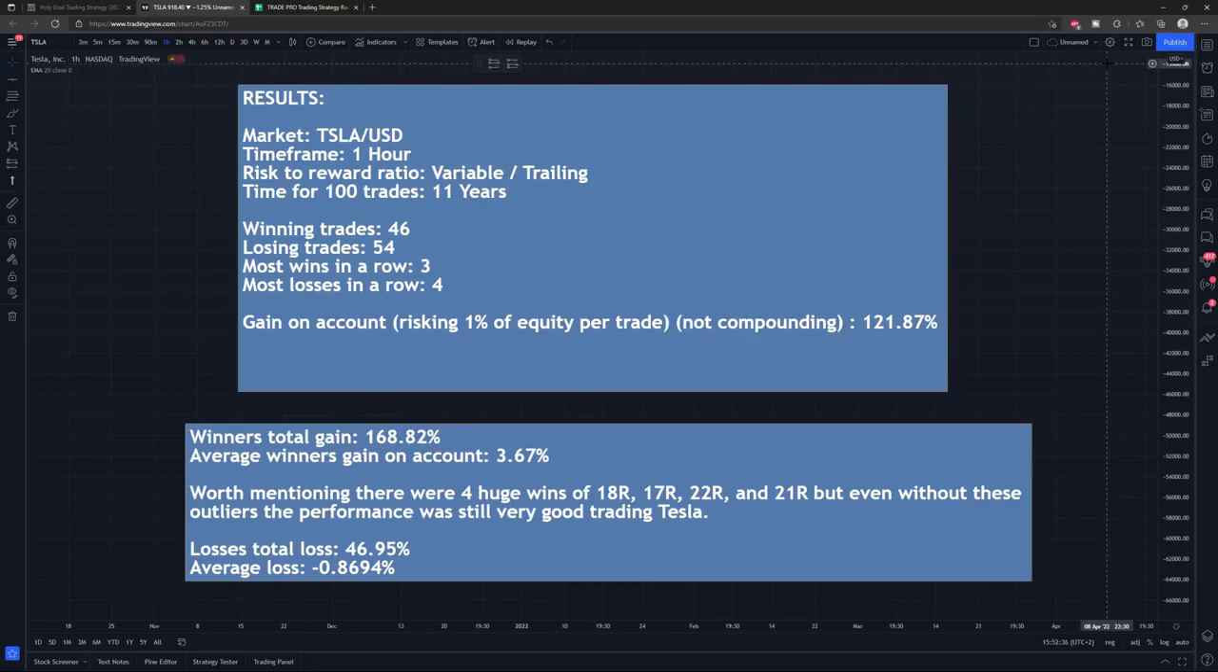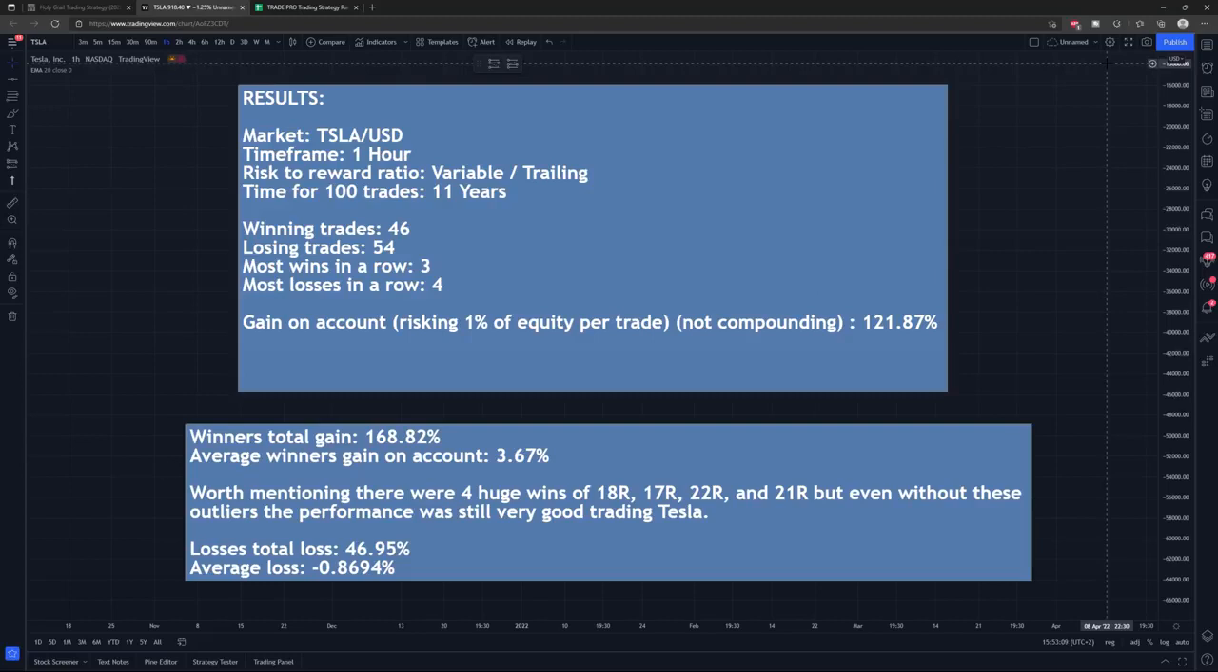But even without these really huge winners and these outliers, the performance was still very good. So definitely shouldn't be discounted based on these big winners, although these did really push it over the top with that gain on the account figure. But again, definitely shouldn't be discounted. As with any trailing stop loss strategy, you're going to have a few really big winners along the way that really bring the strategy and the gain on the account to the next level.